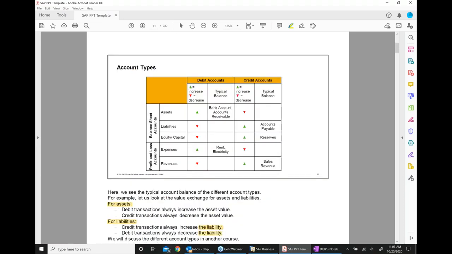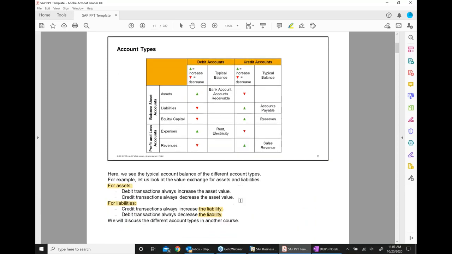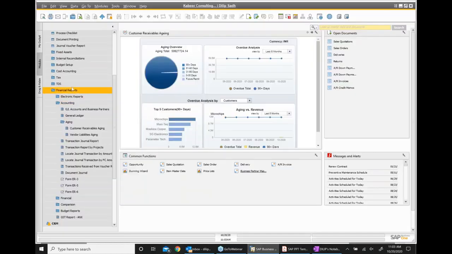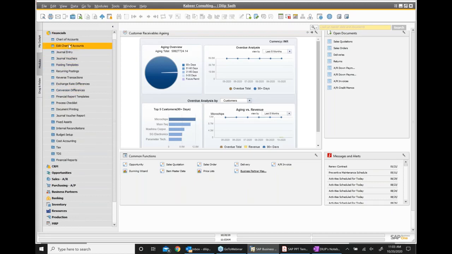Account type. So all accounts are fundamentally divided into two broad categories: either balance sheet account or profit and loss account. Now, where do we define all this? So there's assets, liabilities, equity capital, expenses, revenue. Now, that is part of our chart of account.